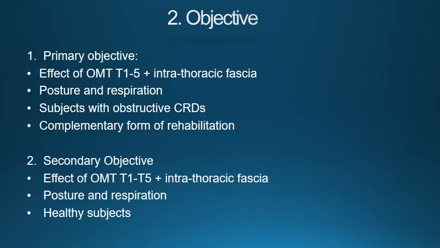Objective. The primary objective of this study is assessing the effect of standardized OMT of the upper thoracic region and intrathoracic fascia on respiration and posture in order to determine the role of OMT as a complementary form of rehabilitation in chronic respiratory diseases. Secondly, the study will research the effect of standardized OMT of the upper thoracic region and intrathoracic fascia on respiration and posture in healthy subjects.